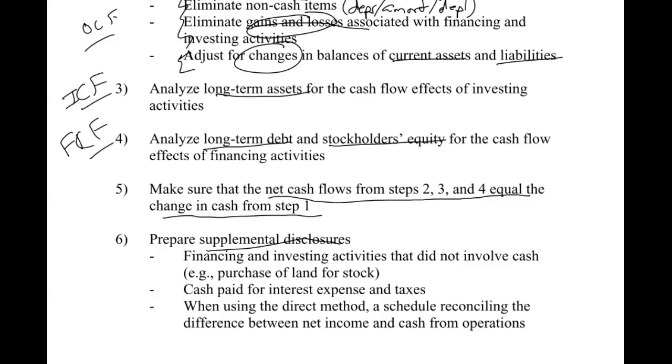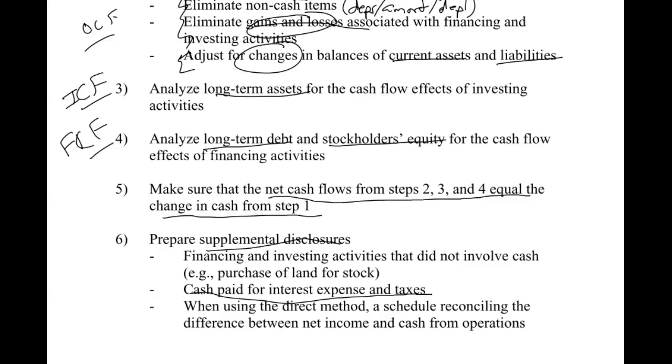Okay, so you can read here, the cash paid for interest expense and taxes. All right, so why are these supplemental? Well, interest expense and taxes, those are already included on our income statement. So this is basically just supplemental. We're showing what those numbers were for our investors and potential shareholders.